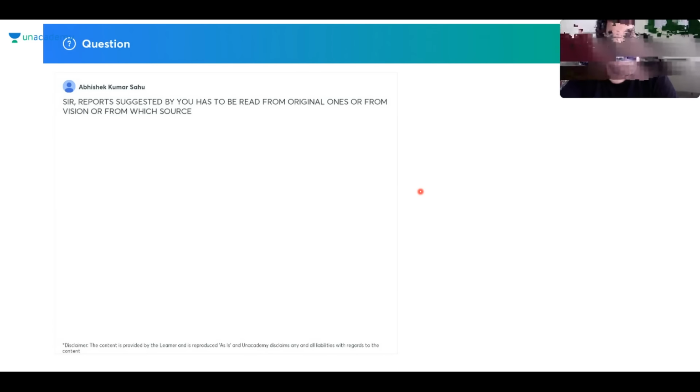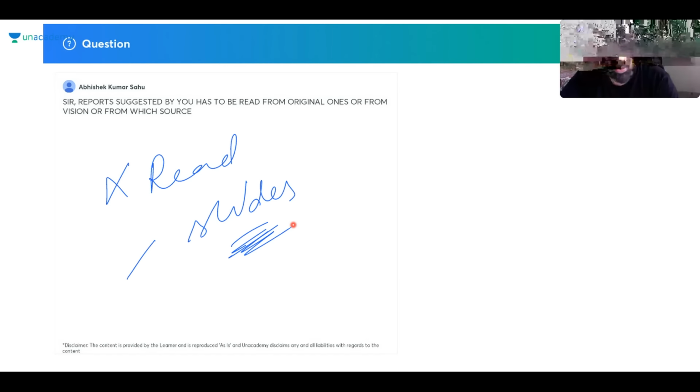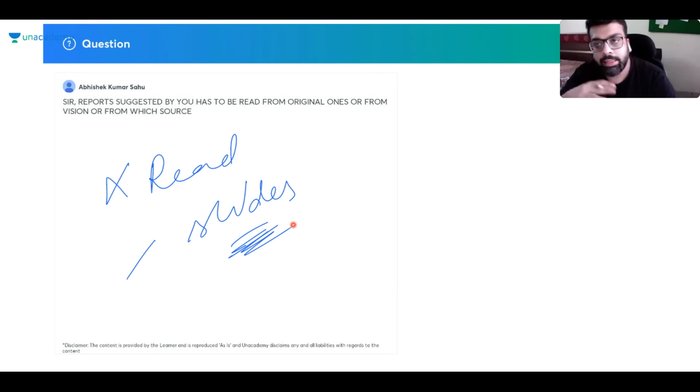So, should the reports suggested by you be read from the originals or from Vision? No, you don't have to read the report at all. You just have to read the slides that I've given you. That is more than enough. The slides are enough to answer the questions, because the only question that you get is who has written them, and in some cases, what are the broad parameters. Whatever parameters are important, they would be mentioned here. Otherwise, you can happily ignore them as and when the need might be.